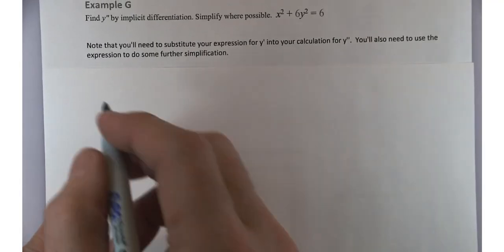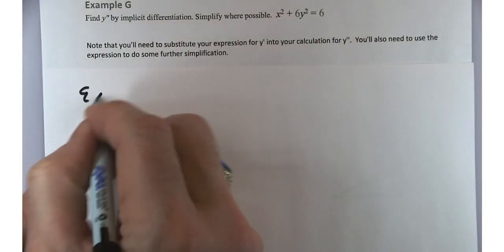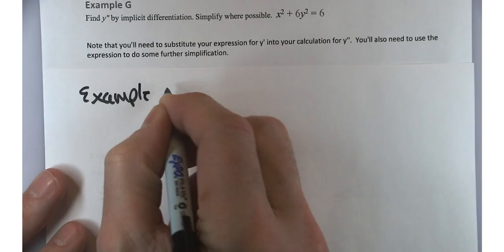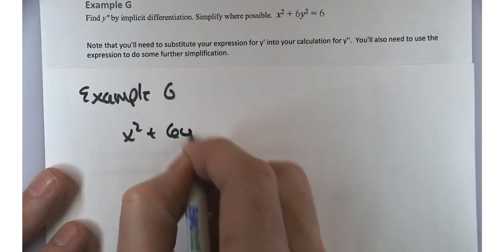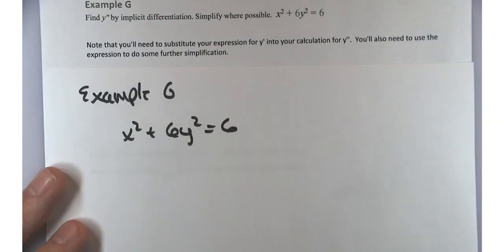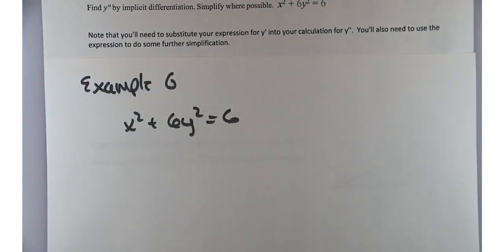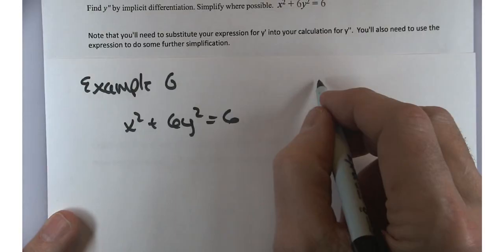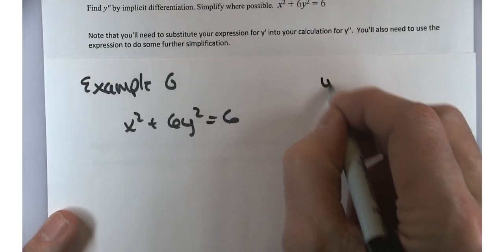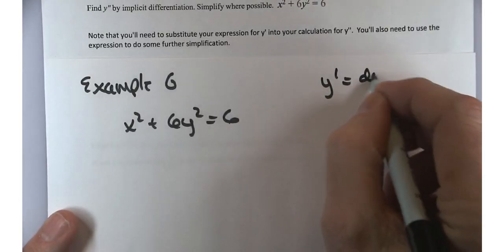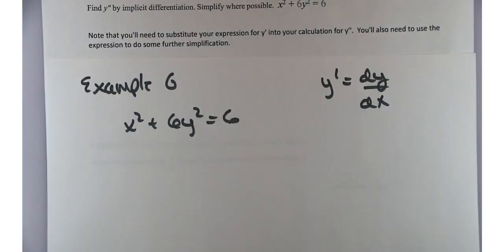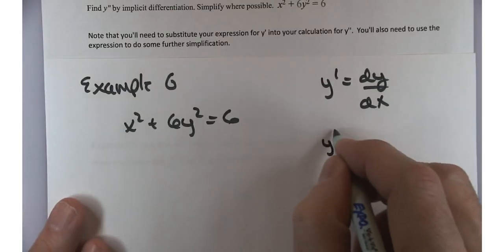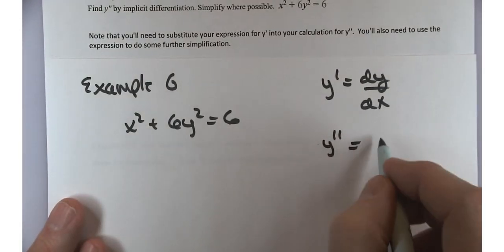Let's see. So we've got example G, which is x squared plus 6y squared equals 6. And we want to find y double prime. Just some reminders here. So y prime is written equivalently as dy by dx. And this might drive you a little bit batty.